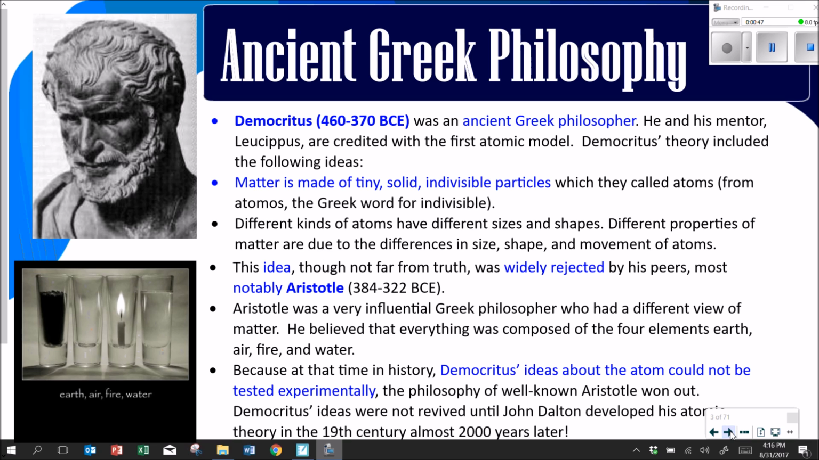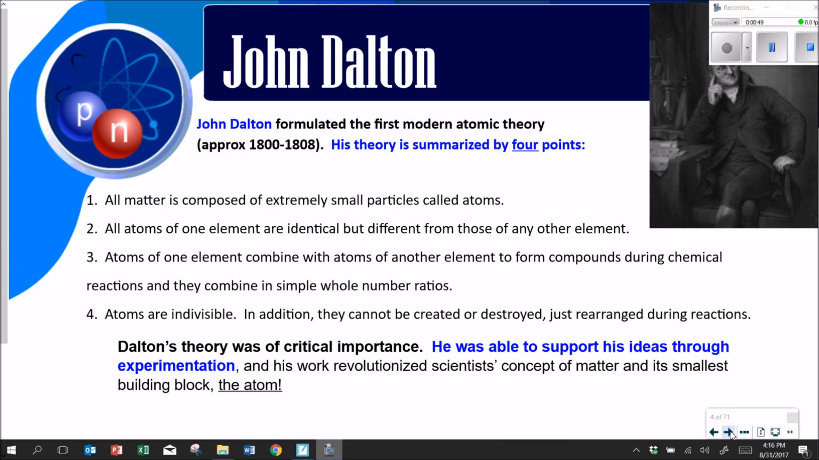for over 2,000 years. So in about the early 1800s came John Dalton, and using actual scientific experiment, this is important, he formulated the first atomic theory, and he came up with 4 points. Number 1, all matter is composed of extremely small particles called atoms. Number 2, all atoms of one element are identical but different from those of any other element.